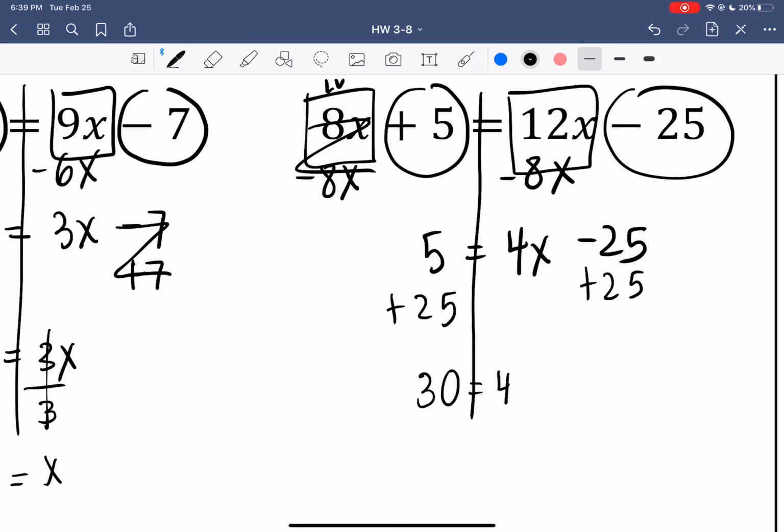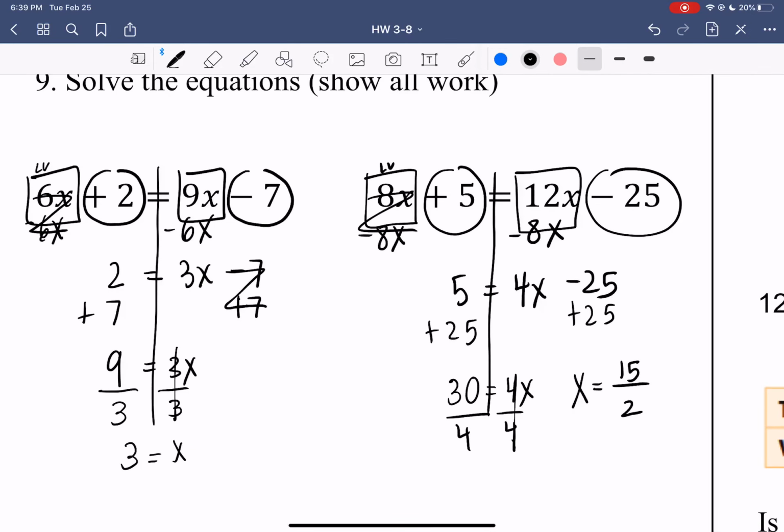30 equals 4x. Divide both sides by 4. And we'll be left with x equals 15 over 2. And you could also write that as a decimal.